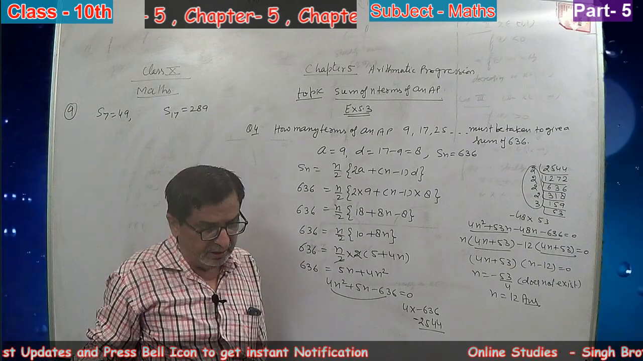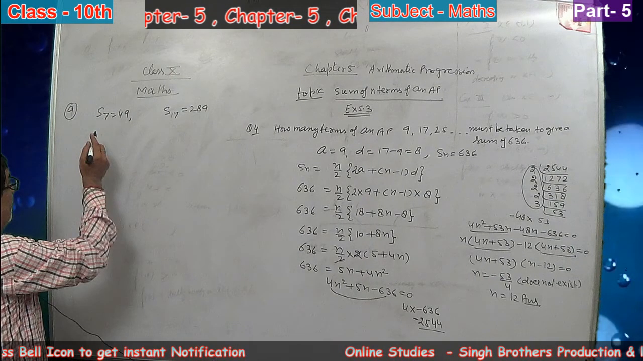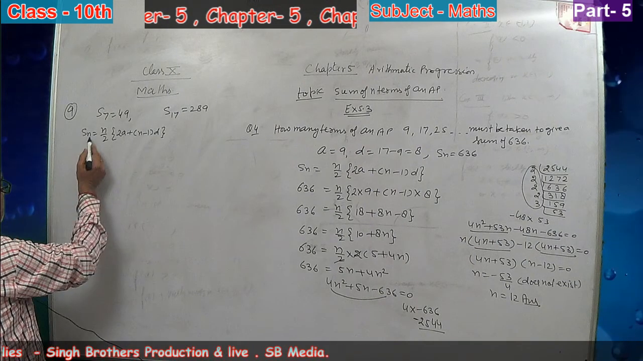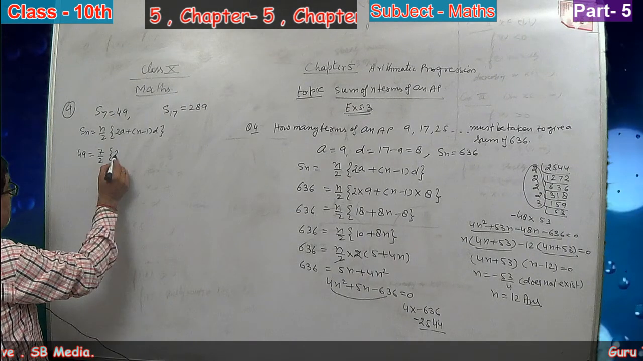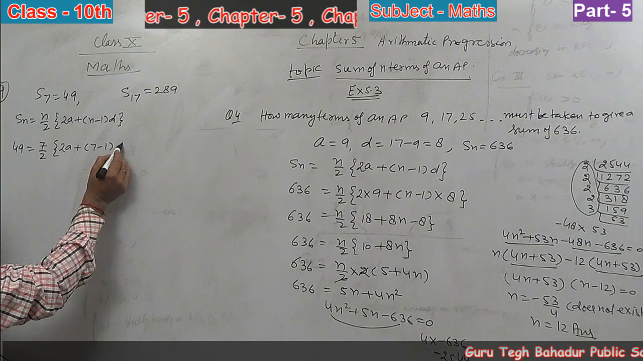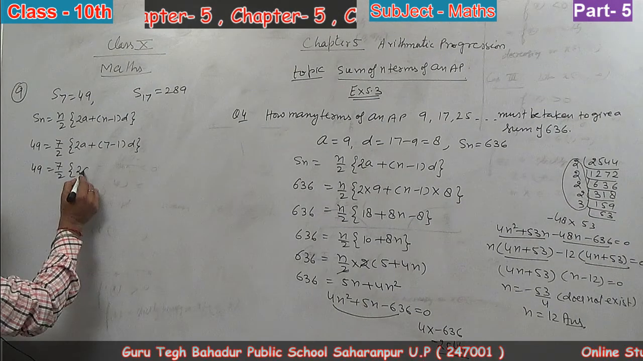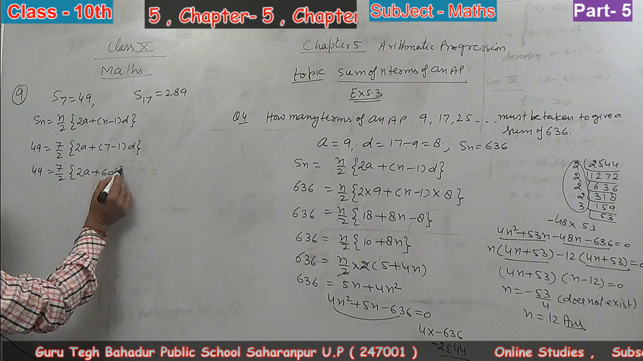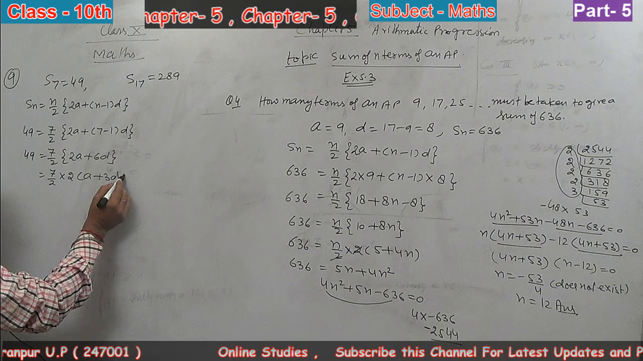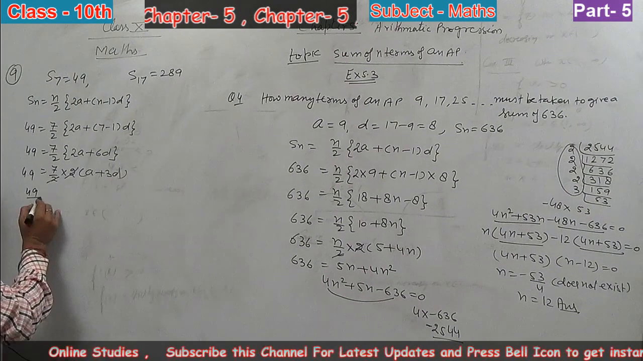So Sn is equal to n upon 2 into 2a plus n minus 1 into d. That is given to you, 49, n is 7. 49 equals 7 upon 2, 2a plus 6d. 7 upon 2, 2 common, a plus 3d, 2 and 2 cancel. 49 upon 7 is equal to a plus 3d, or a plus 3d is equal to 7. This is the first equation.